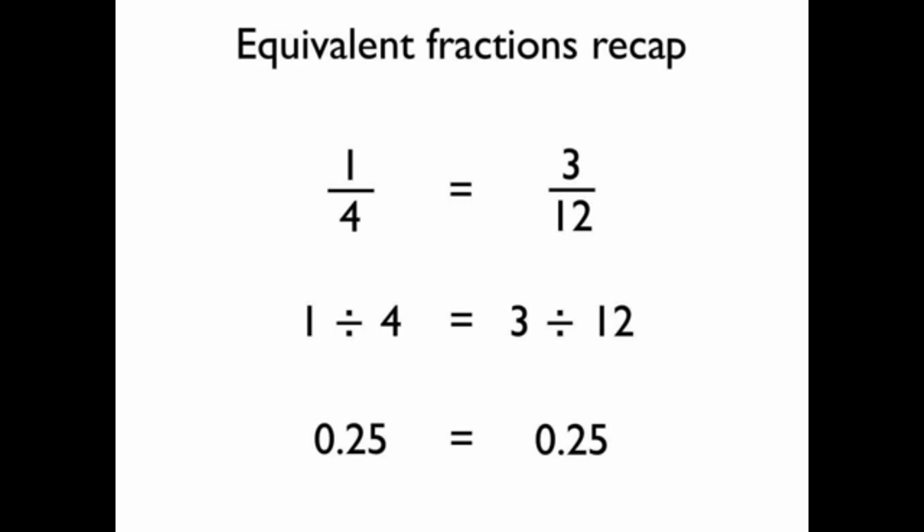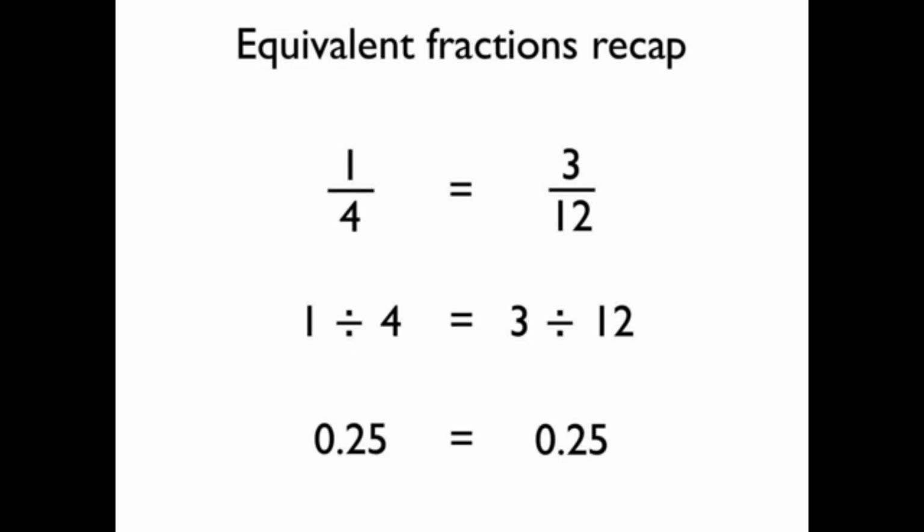Remember how we find equivalent fractions? We basically multiply the numerator and the denominator by the same number. That can be any whole number. In this case I've chosen 3. So 1 times 3 is 3 for the numerator, 4 times 3 is 12 for the denominator. So 1 quarter is equal to 3/12.